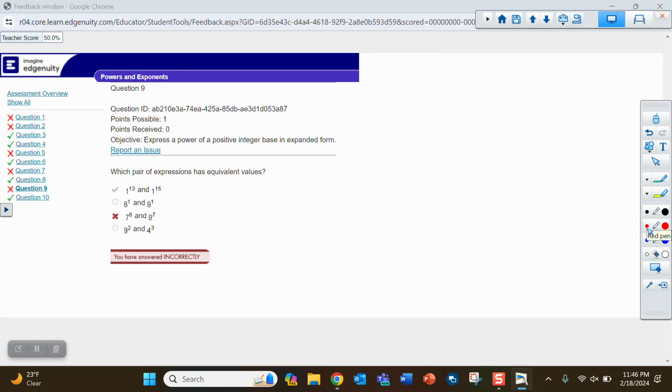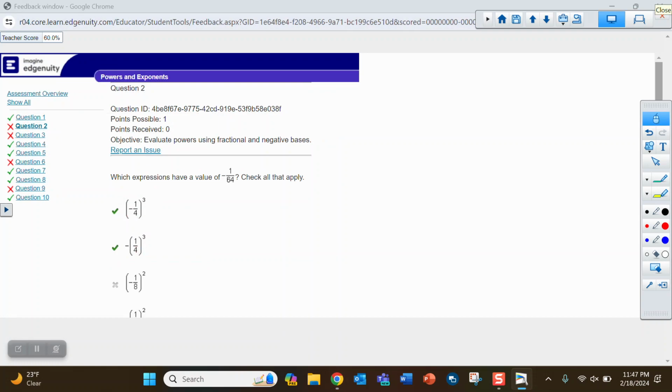Question 9 asks which of the following are equivalent? You certainly can check in a calculator 7 to the 8th power, 8 to the 7th power. That's not going to be true. 1 to any power is just 1. So 1 to the 13th, that's 1 times itself 13 times, that's just 1. 1 to the 15th power is 1 times itself 15 times, and that's also just 1. So that was your first attempt.